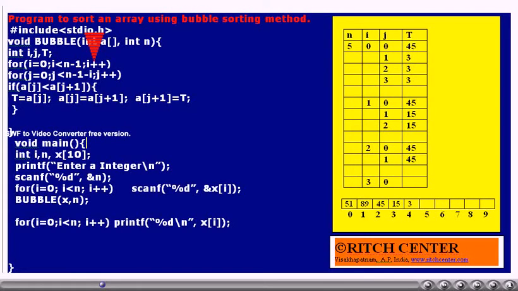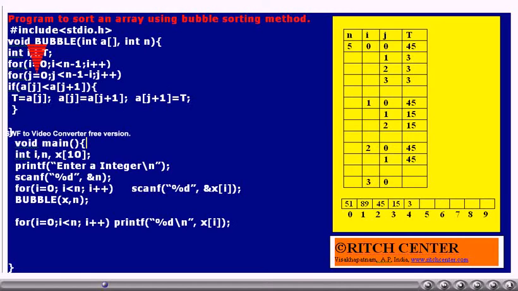Now j value is incremented by 1. Thus j value becomes 2. 2 less than n minus 1 minus I, that is 2. No. Thus will come out from the inner for loop. Then the program control goes to the outer for loop. I value will be incremented by 1. I value becomes now 3. Then I, is it less than n minus 1? Yes. Thus the inner for loop will be executed once.